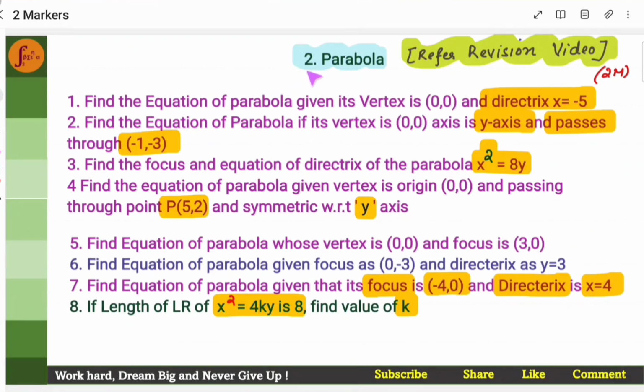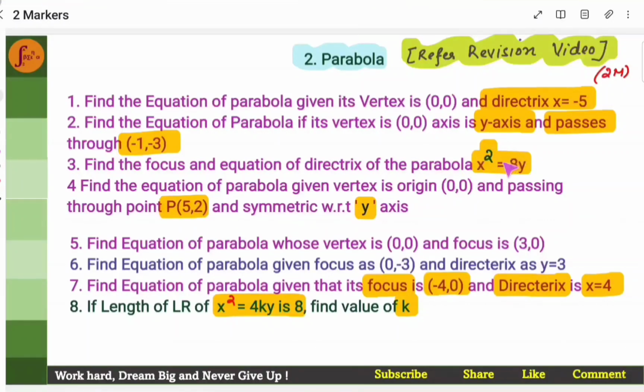This is the next topic, parabola. Practice on these kind of questions also, along with other questions. So you generally have to find the equation of parabola, given different kind of parameters. They could give directrix, or they could give focus, or they could give you axis, or they can give you a point like this, right?